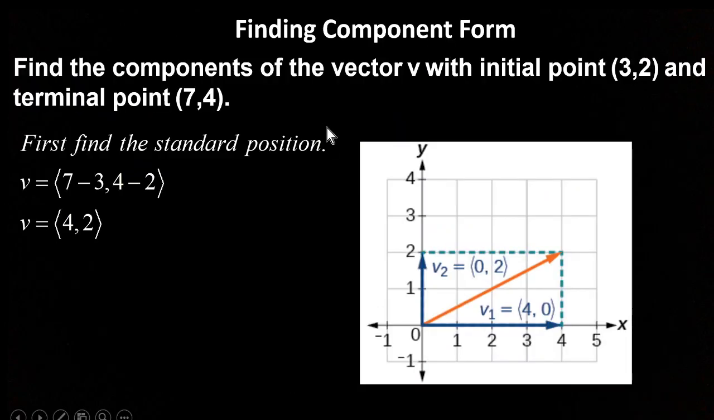Okay? So find the components of the vector v with initial point 3,2 and the terminal point 7,4. Alright, well we know how to do it. Now remember, it's the terminal minus the initial. So it's going to be 7 minus 3 and then 4 minus 2. So that's it.